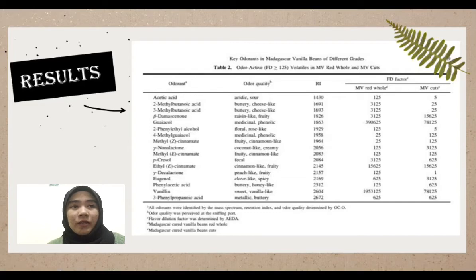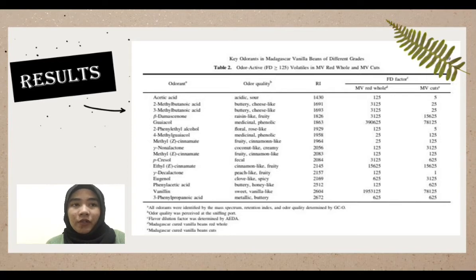Ethyl cinnamate, it has 15,625 MV red hole, and for the MV cut, it has 15,625 too. For the gamma-decalactone, it has 125 MV red hole, and for the MV cut, it gained 1. For the eugenol, it has 335 MV red hole, and for the MV cut, it gained 3,125 cut.